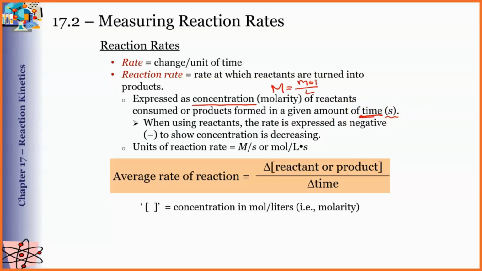When using reactants, the rate is going to be expressed as a negative to show that the concentration of those reactants is decreasing. The units for the reaction rate are going to be the molarity over seconds. If I say meters, I really mean molarity. I'll try not to say meters. So we have that capital M over the seconds, which is the same as moles over liters times seconds. So that's where this moles over liters is coming from, because that's what molarity is.